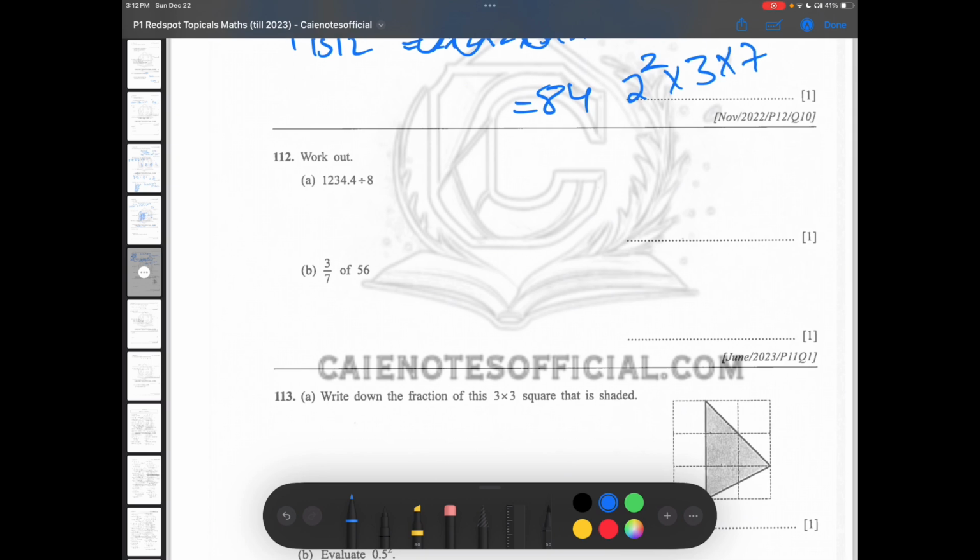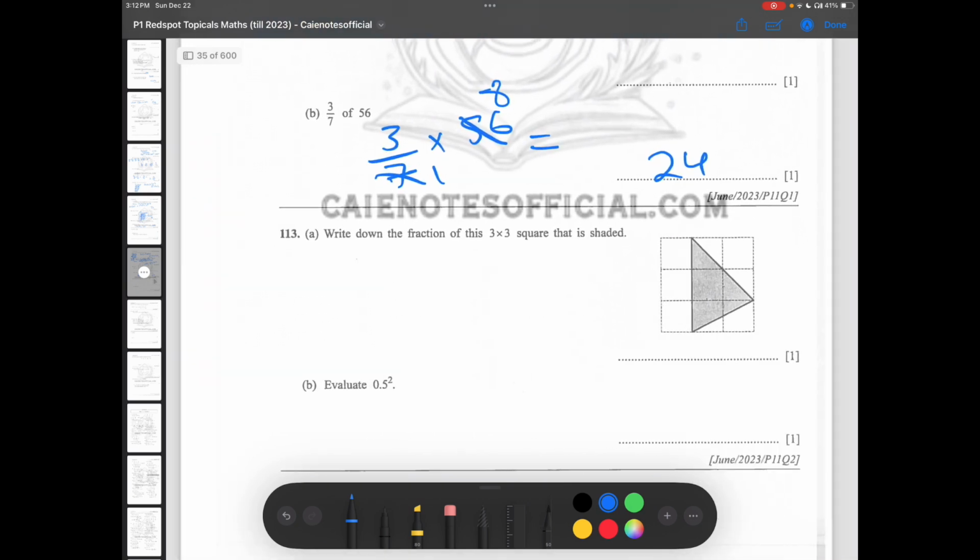Let's do this one. 3 upon 7 of 56. Just remember, of means multiply always. 7 into 1, 7 into 8. 3 multiplied by 8 is 24.